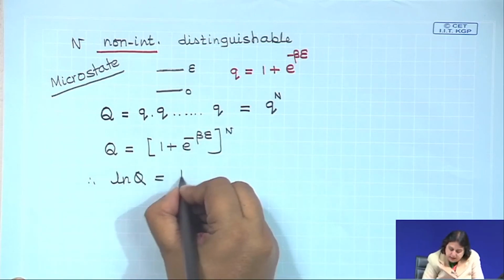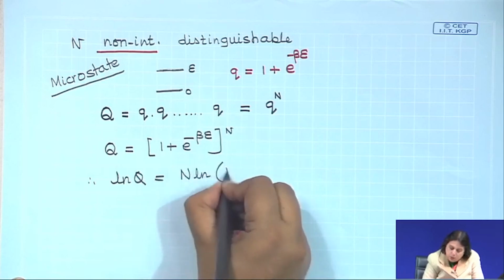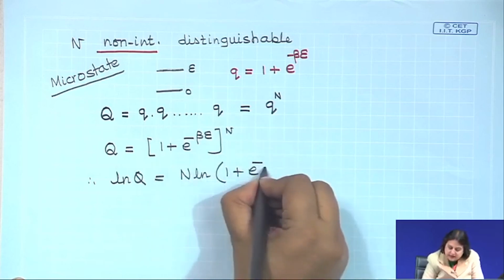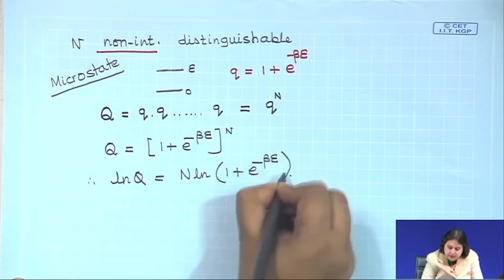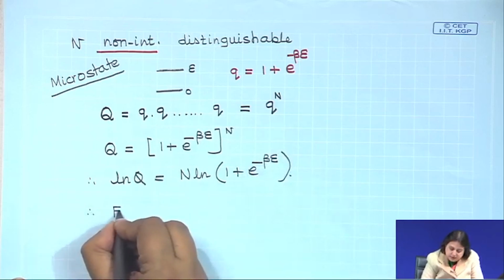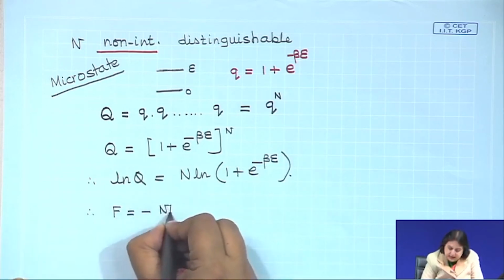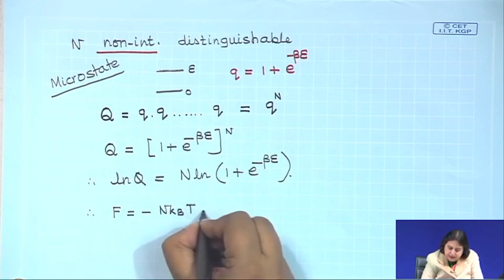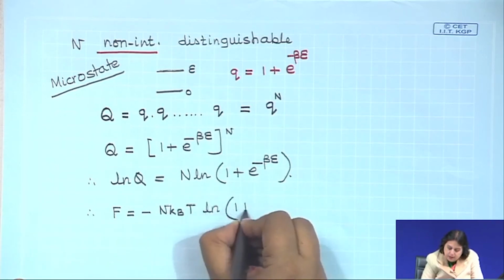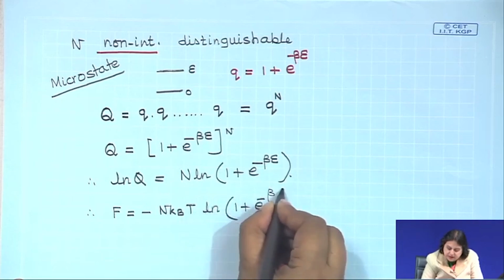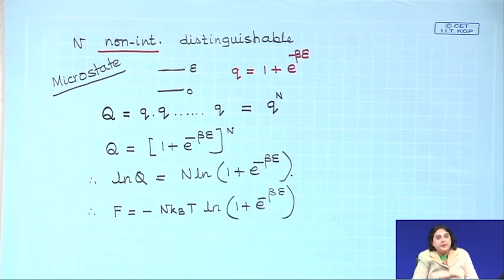So, what is ln capital Q? That is going to be N ln of 1 plus e to the power of minus beta epsilon, and of course, I can write down that the free energy is minus N k T ln of 1 plus e to the power of minus beta epsilon.